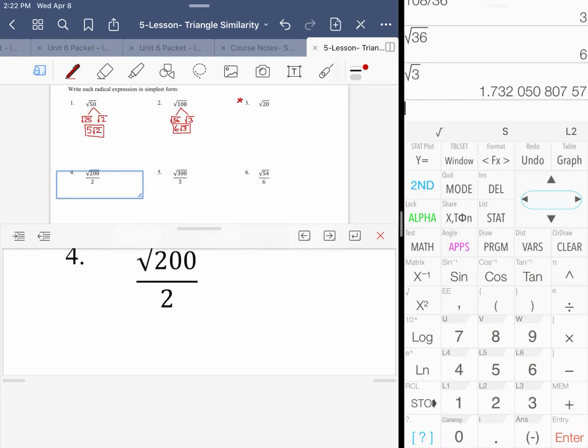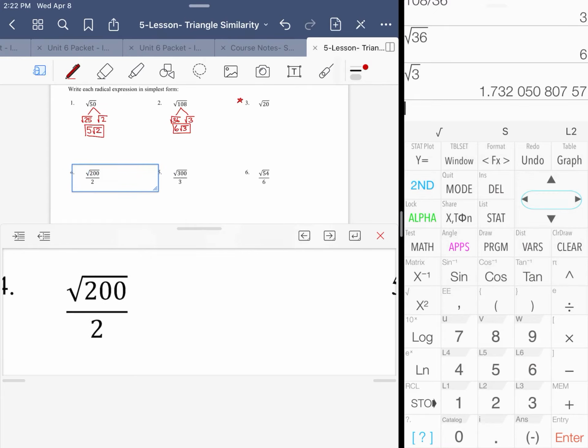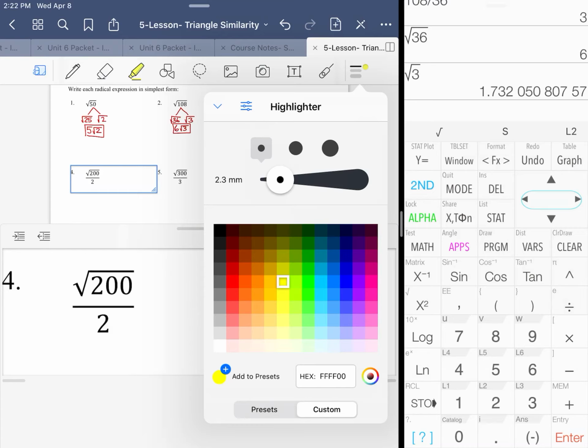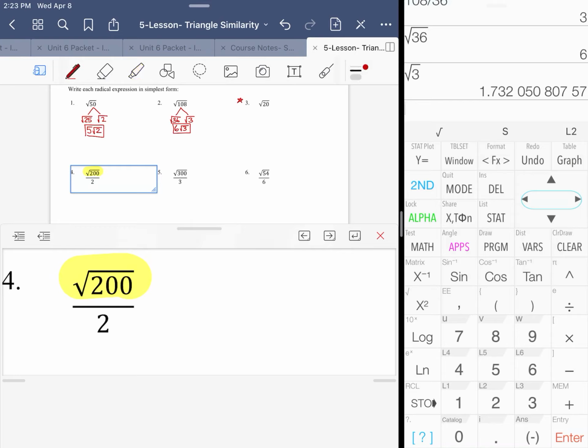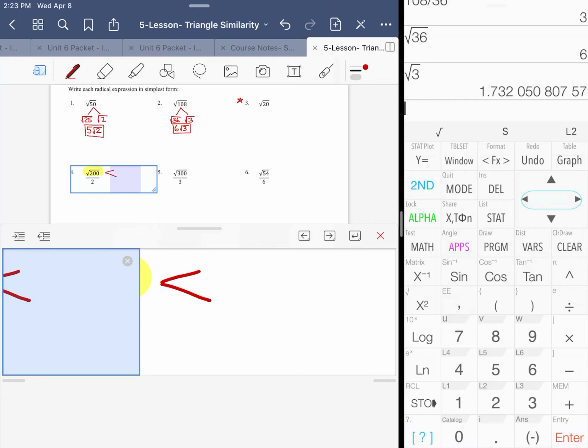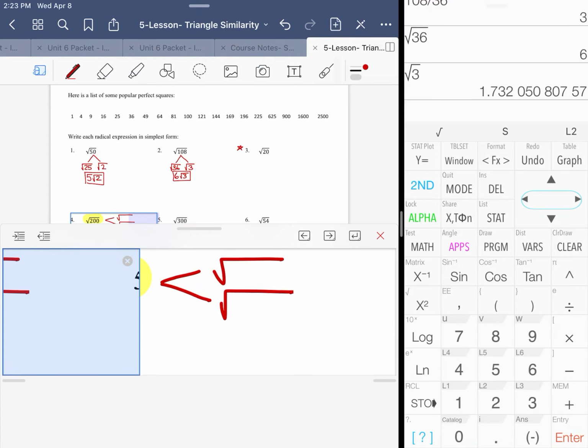Square root of 200 divided by 2. All right, numbers 4, 5, and 6 are the same kind of general theme. What we're going to do is look at, I'm going to go yellow for those keeping score at home. I'm going to break up that radical 200 into its separate factors. Going down my list, I got 1, 4, 9, 16, 25, 36, 49, 64, and so on. What would be the largest possible perfect square that would divide evenly into that 200? Meaning, when I divide 200 by that number, it gives me a whole number as a result.